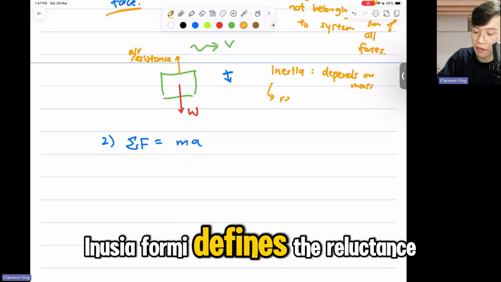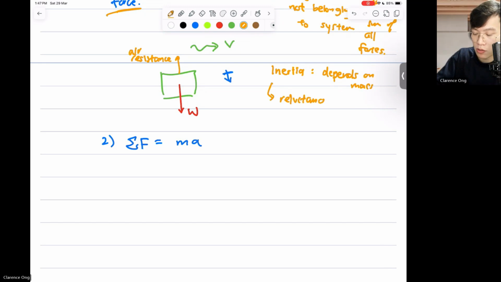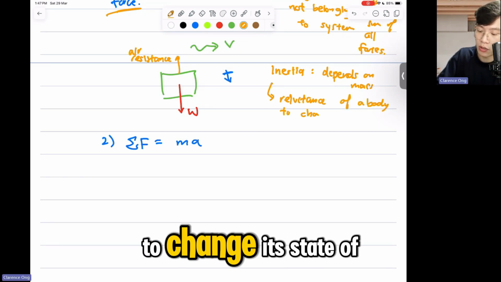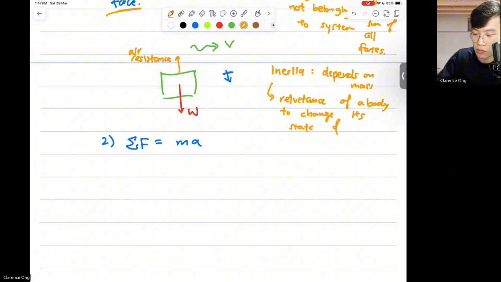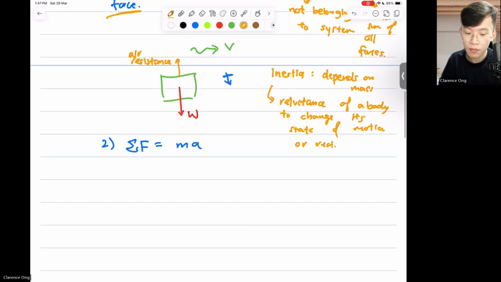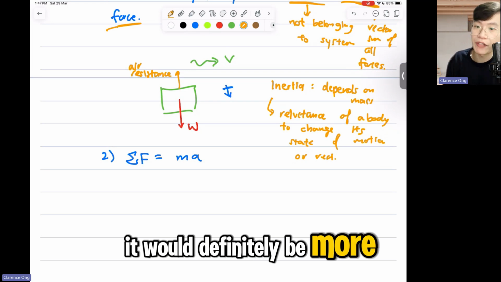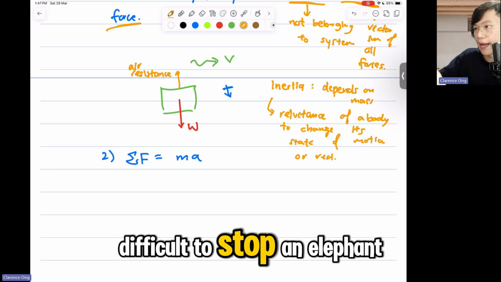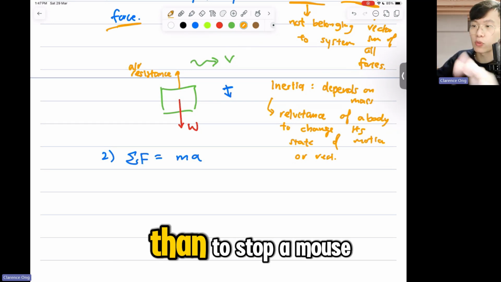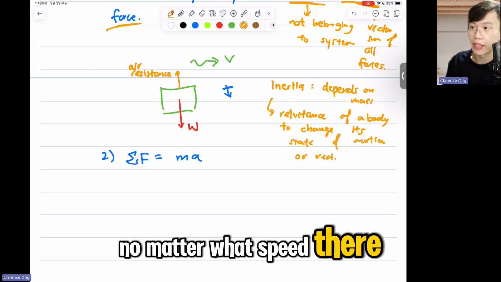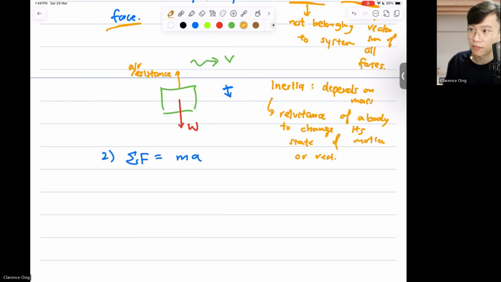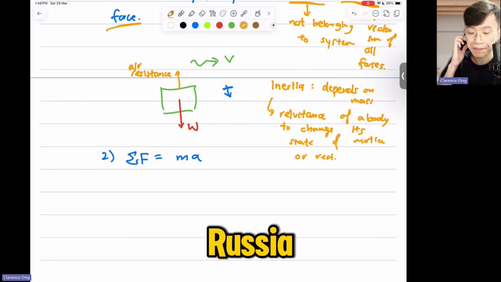Inertia, formally defined, is the reluctance of a body to change its state of motion or rest. It would definitely be more difficult to stop an elephant from moving than to stop a mouse from moving, no matter what speed they were initially moving at. Okay, so that is inertia.